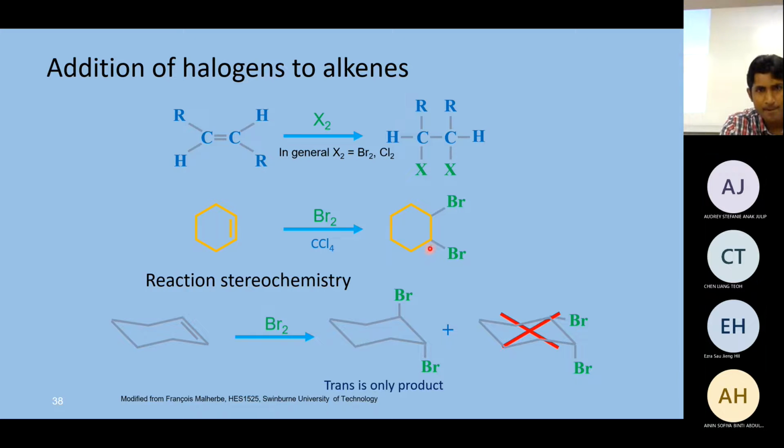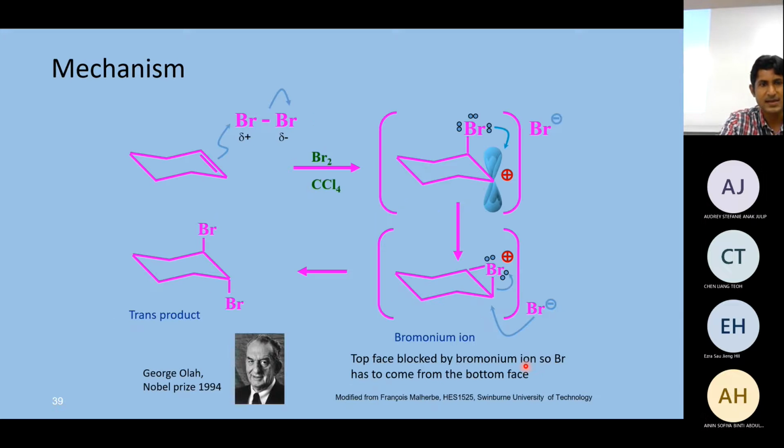And this guy brought us this idea. George Olah, in 1994 he got the Nobel Prize, but he did the work long before, right? So in the 60s, he did this work. He found out the mechanism, how this thing happens. So he proposed it, and it actually works. So we do not have to worry now how bromine or chlorine or fluorine or iodine will do the reaction, and it will produce a trans product.